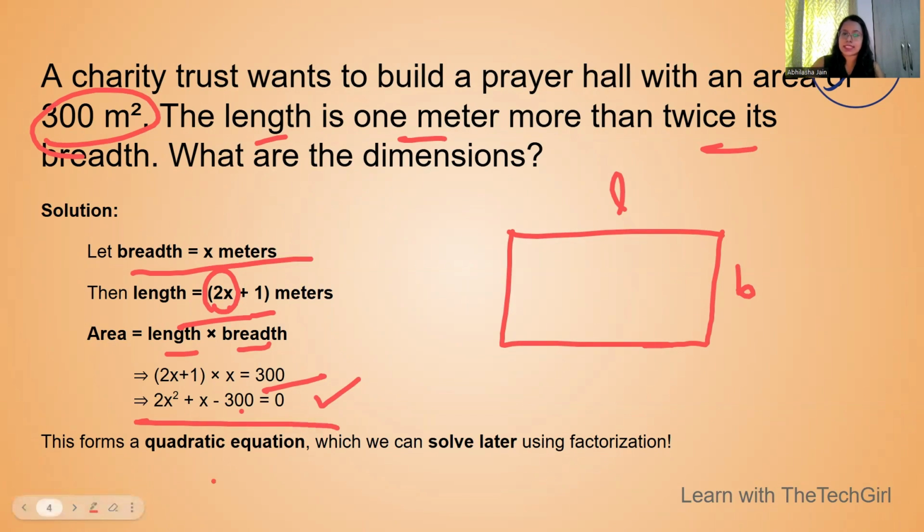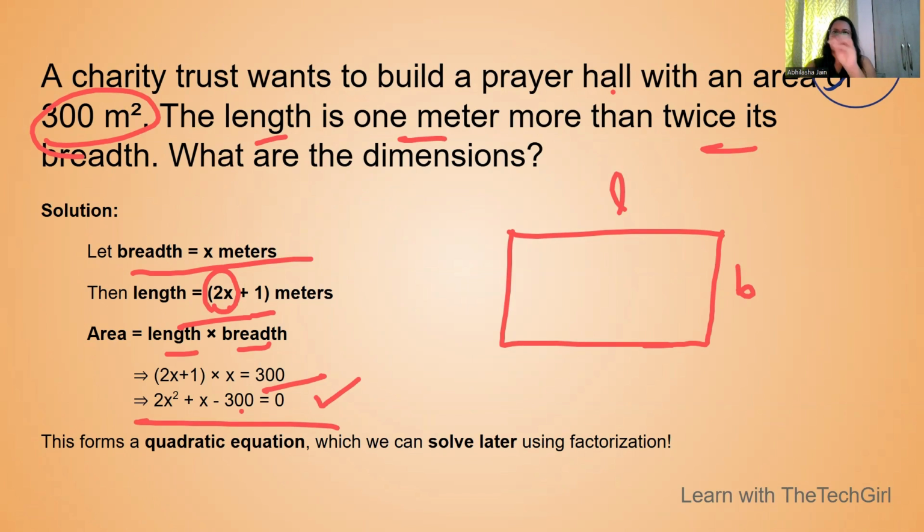We are going to use this quadratic equation. We will solve it later using factorization and other methods. We will look at that later in the video, okay? For now, this is how you create the equation. Once you have this equation, it's very simple, smooth sailing from here. The difficult part is to break down the question to form this equation. So always break down the question into smaller parts.